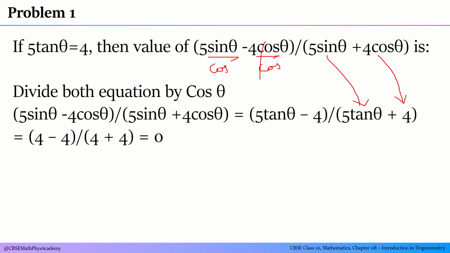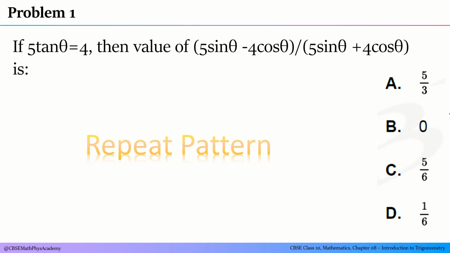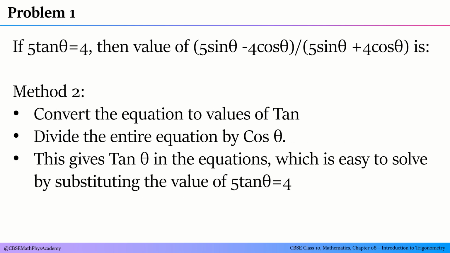Now you have a straightforward expression. All you need to do is substitute this value directly here, because one of the students was trying to make this as tan theta is equal to 4 by 5, and then again that 4 by 5 was substituted here. No need. You see, both 5 tan theta are tallying. Just go ahead, substitute that 4, and finally the answer is 0, which was one of the options. Option B is the right answer.